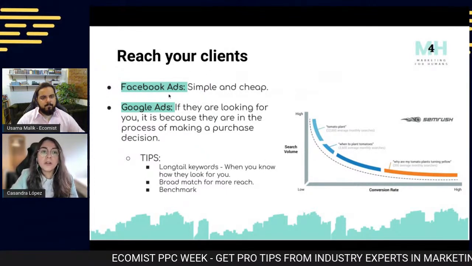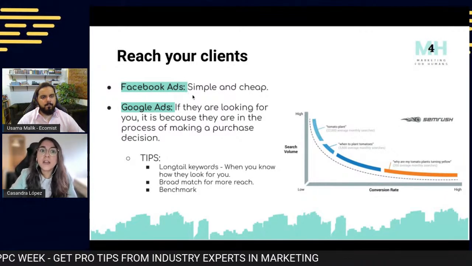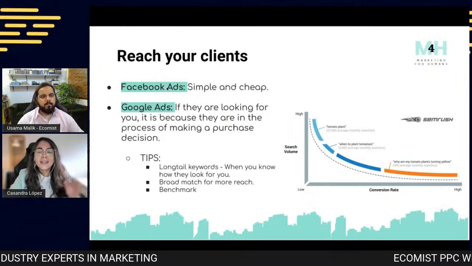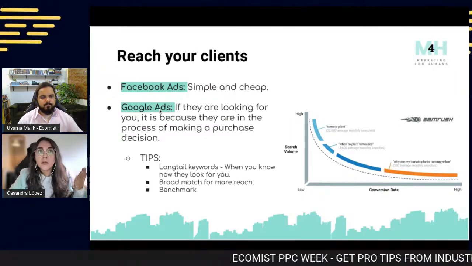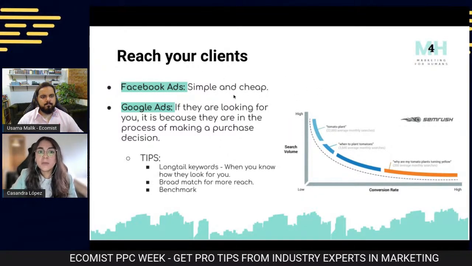Some tips here. Well, you can go with Facebook ads. Also, if you already identified your audience, Facebook ads is super good for that, because they have a good segmentation of the audiences based on interest and what they like and what they don't. So these are also simple and cheap channels.